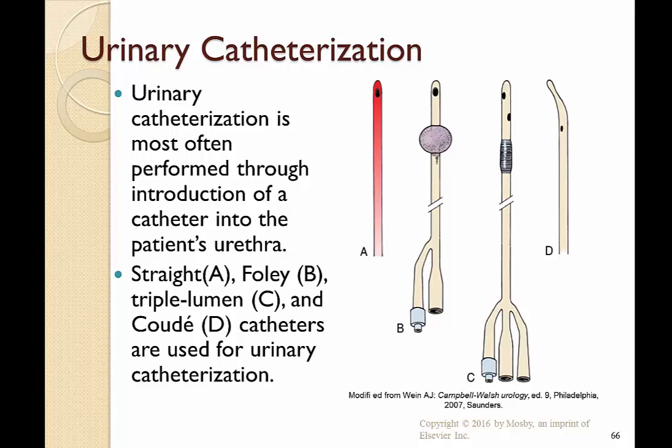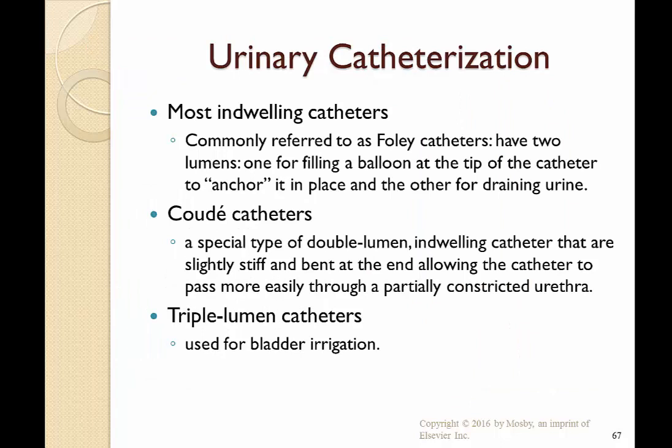The last one is what we call a coude, and the difference between the coude and the Foley catheter is that it's got a little bit smaller tip and it's slightly curved. It will help us sometimes get around an enlarged prostate in male patients. So the most common is the Foley catheter. The coude, like I said, are special indwelling catheters that are slightly stiffer and bent, and it allows us to get through a partly constricted urethra, and the triple lumen is used for bladder irrigation.